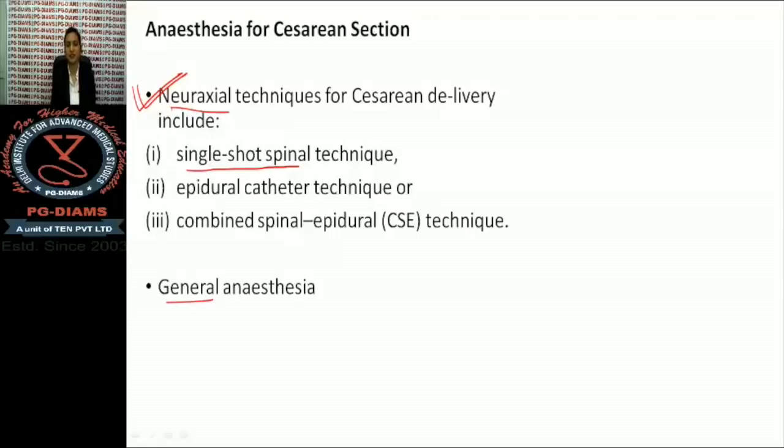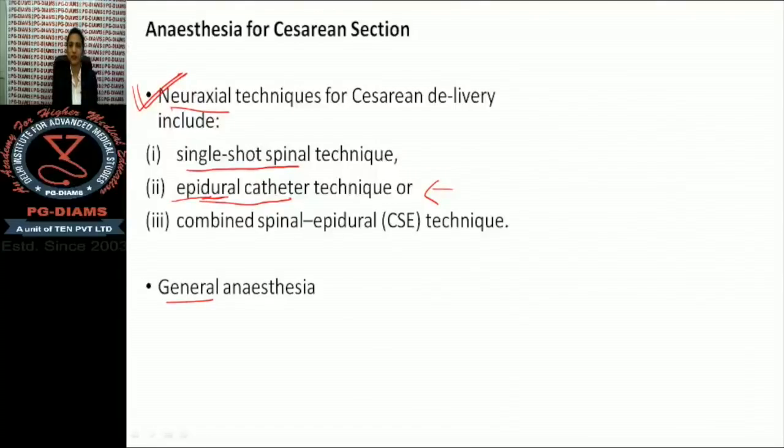Most commonly used is single shot spinal technique. Epidural catheter can also be used. Epidural is basically more commonly used for labor analgesia. You place this epidural catheter and you can adjust the dose of drug through this epidural catheter. This takes a little longer time.